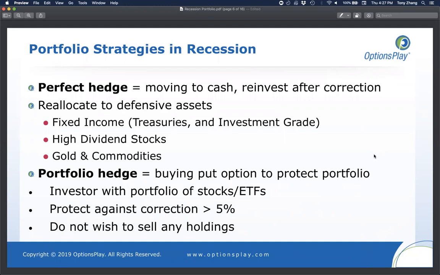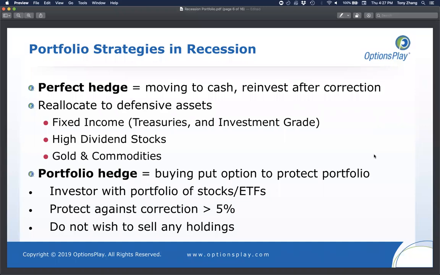So the idea is to really get yourself away from asset classes that are highly correlated to equities and move yourself into asset classes that have lower correlations to equities. And lastly, what we're here to really spend some time going over is a portfolio hedge by buying a put option to protect your portfolio during a downside correction or a recession.